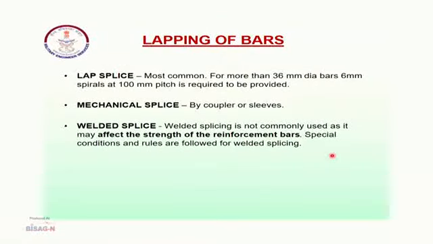Lapping of bars: the common thing is 45 Ld, 50 Ld; generally we provide 50 dia. But mechanical splices and couplers are now coming, which are very useful and generally used in the modern industry now.